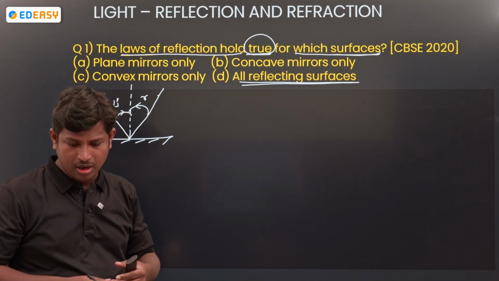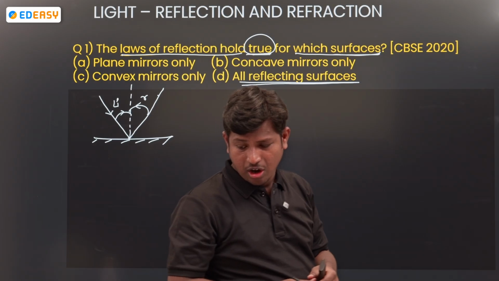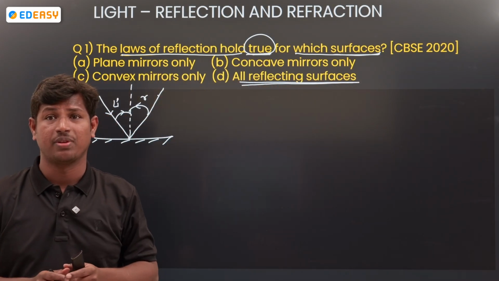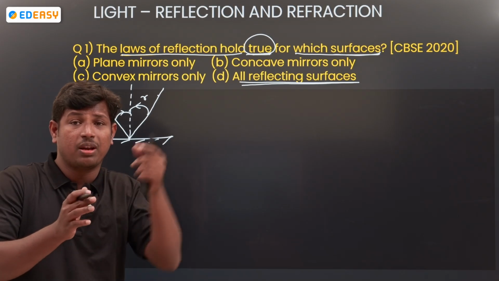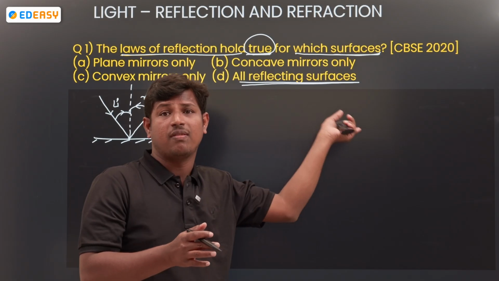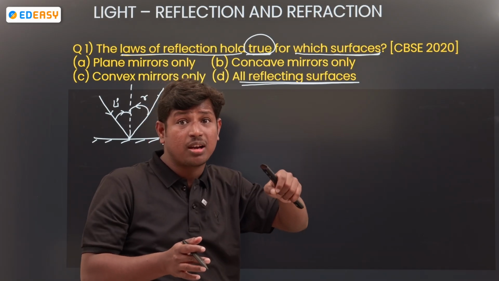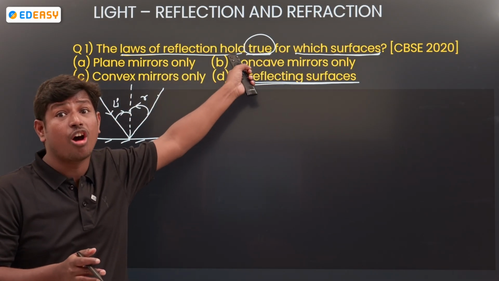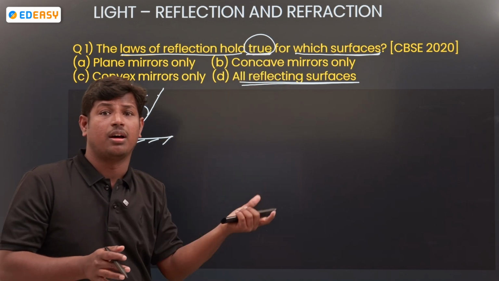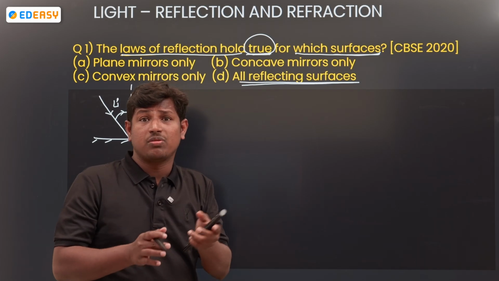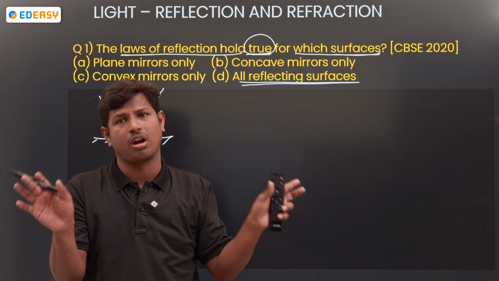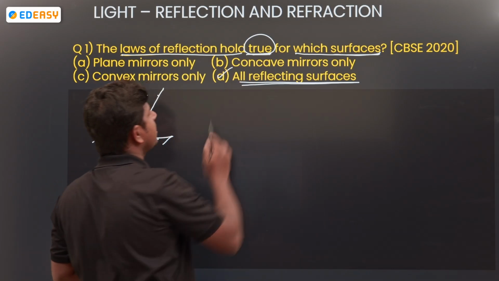Here is a question from the chat comment section: why is it applicable for all surfaces? Very good question, beta. You also have the same doubt, no? Sir, previously you said only regular surfaces form the image, the others do not form the image. But here they are asking about the law of reflection, not the image, whether it is real or virtual. They are asking whether the law of reflection is applicable or not. So it is applicable for all reflecting surfaces.